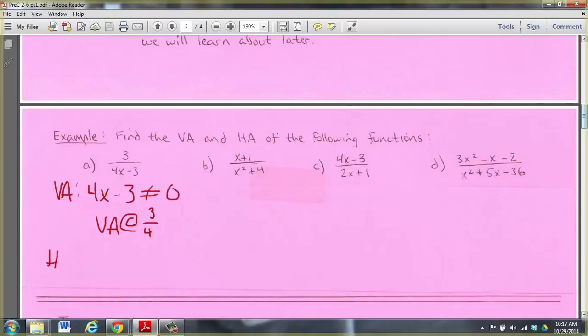The horizontal asymptote depends on the powers. Power in the denominator is 1, the numerator is 0. So since the denominator is greater, the horizontal asymptote is at 0. Y equals 0. So, why don't you guys try B, C, and D? Pause the video while you give that a try.